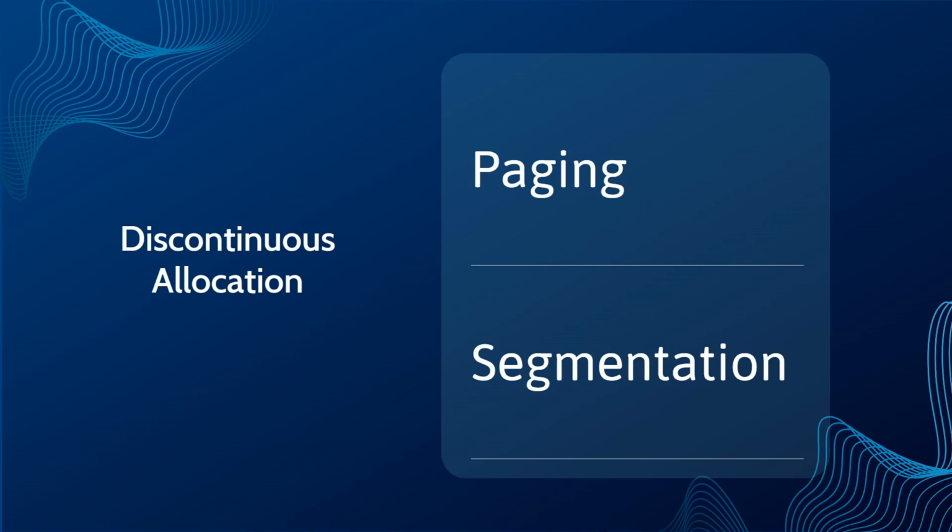memory is allocated in multiple, scattered blocks, which may not be next to each other. This allows for more flexible use of available memory. Fragmentation is managed more effectively compared to continuous allocation because the system can allocate free blocks wherever they are available, reducing the impact of external fragmentation. Paging and segmentation are common techniques used.